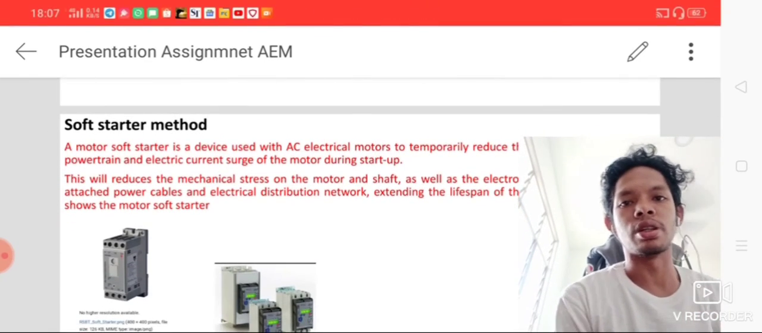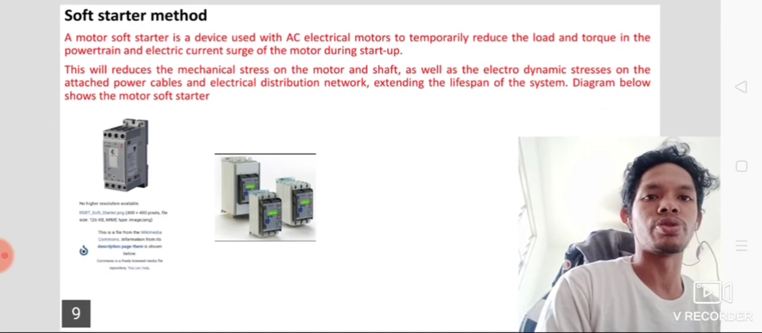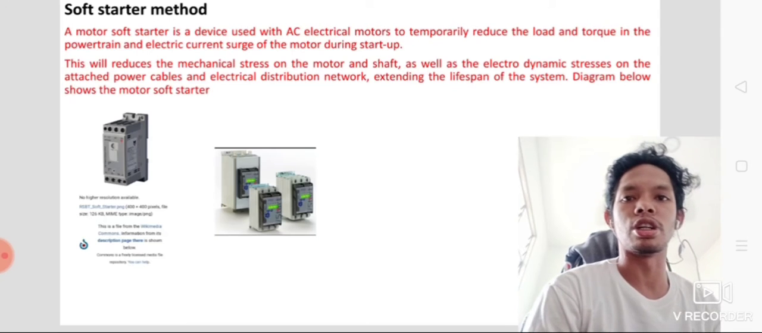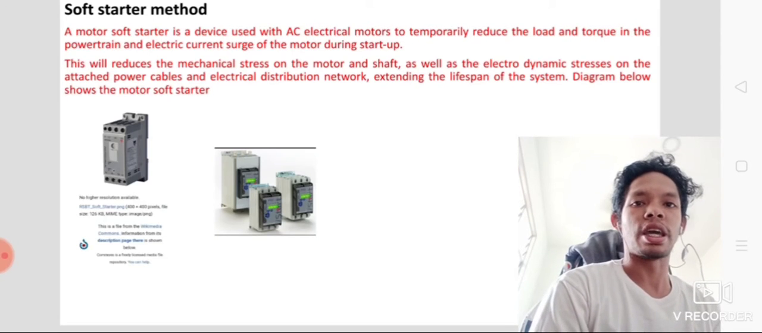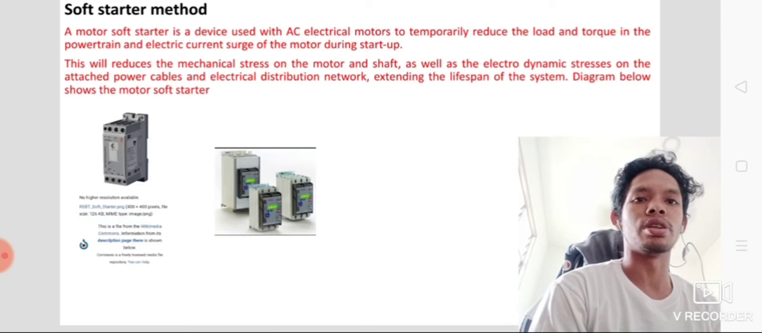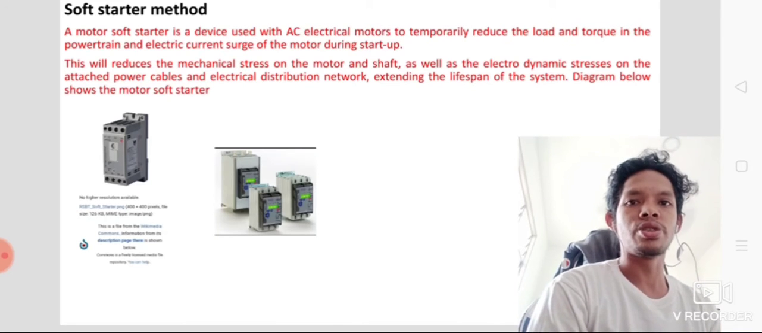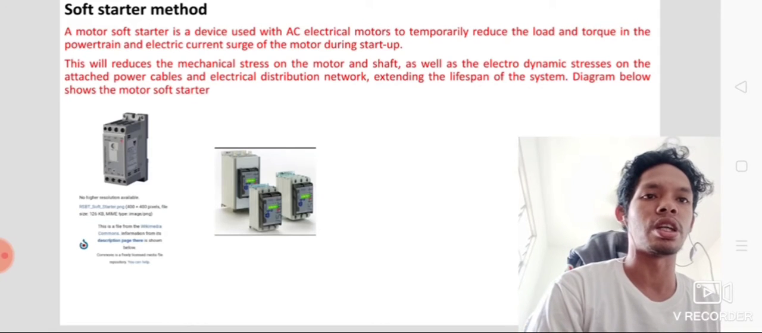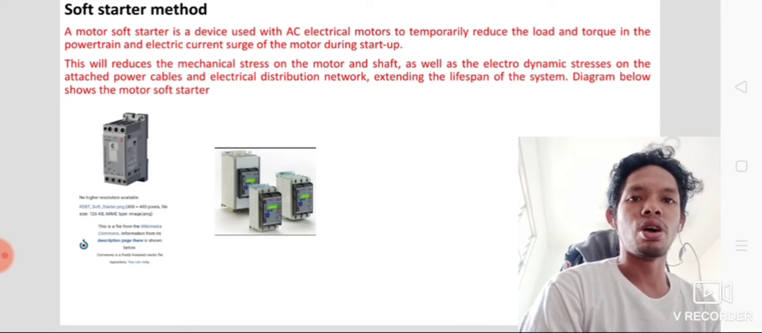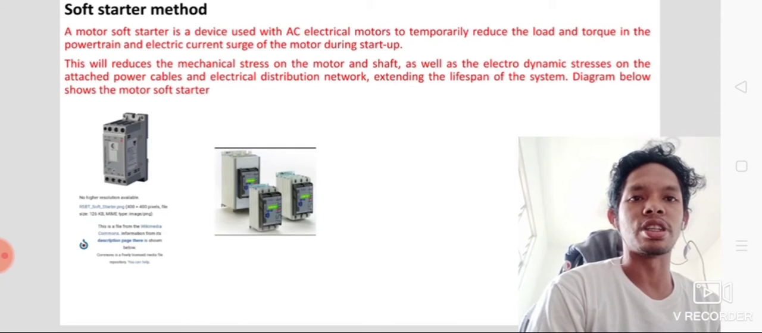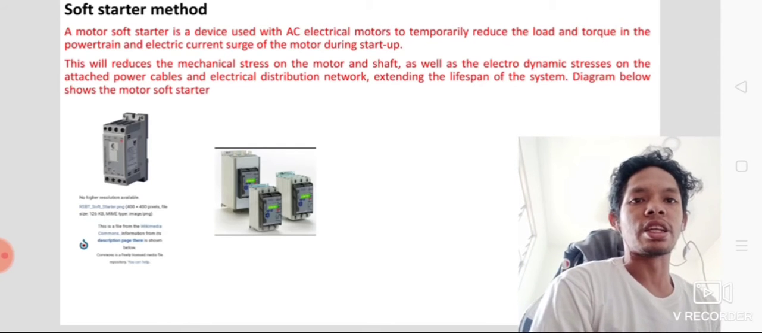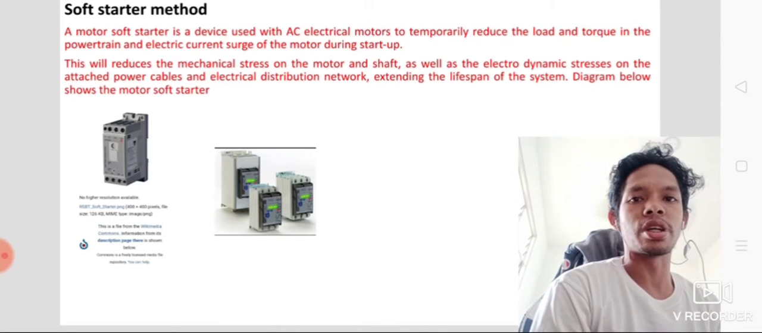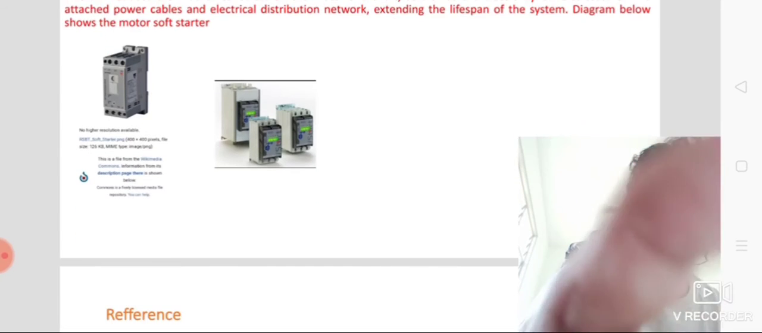Last method, soft starter. A motor soft starter is a device used with AC electrical motors to temporarily reduce the load and torque in the powertrain and electric current surge during startup. This will reduce the mechanical stress on the motor and shaft as well as the electrodynamic stresses on the attached power cables and electrical distribution network, extending the lifespan of the system. Diagram below shows the motor soft starter.